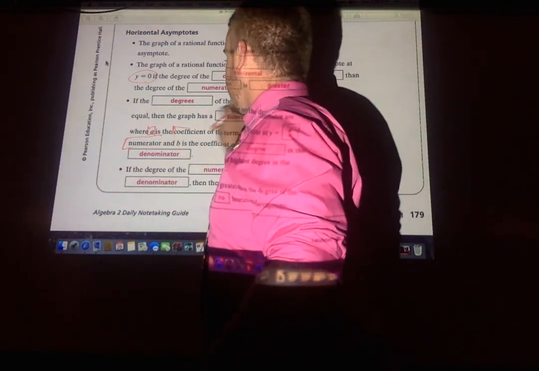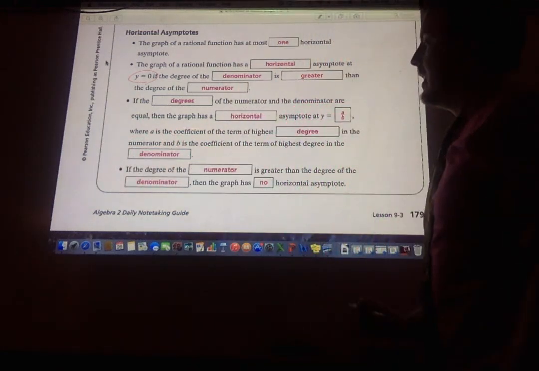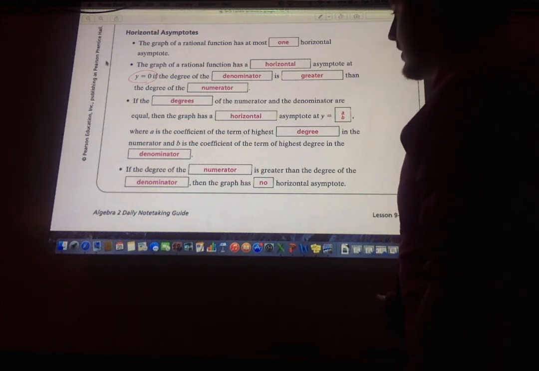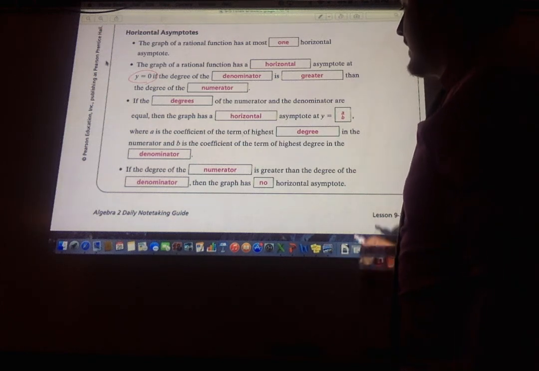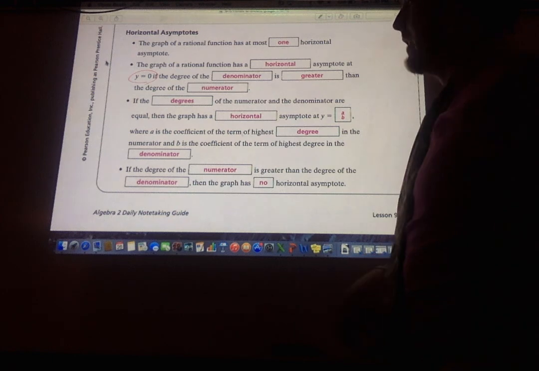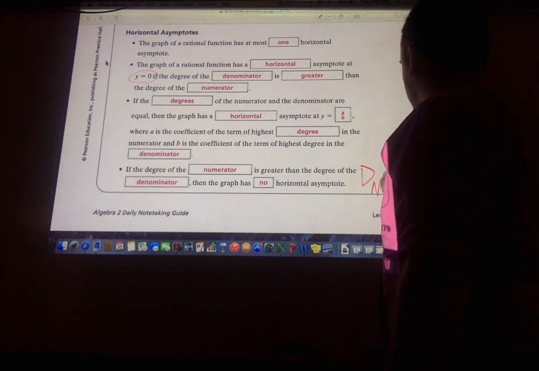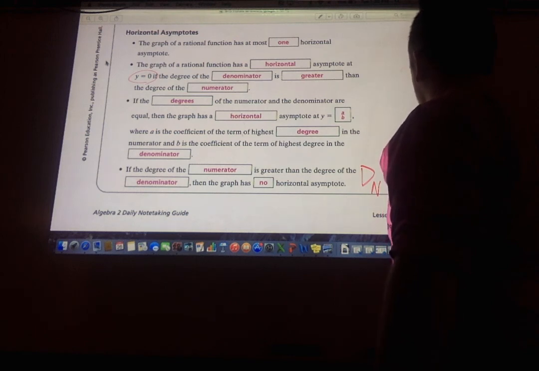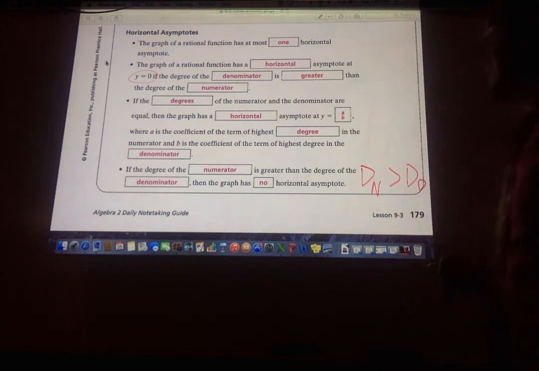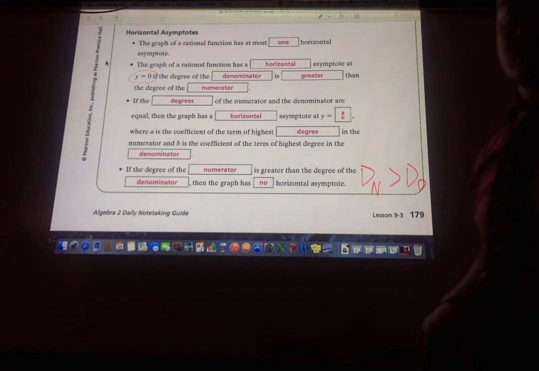All right. And looking at the last one, if the degree of the numerator is greater than the degree of the denominator, then the graph has no horizontal asymptote. So here, the degree of the numerator is this time greater than the degree of the denominator. Then there's no horizontal asymptote.